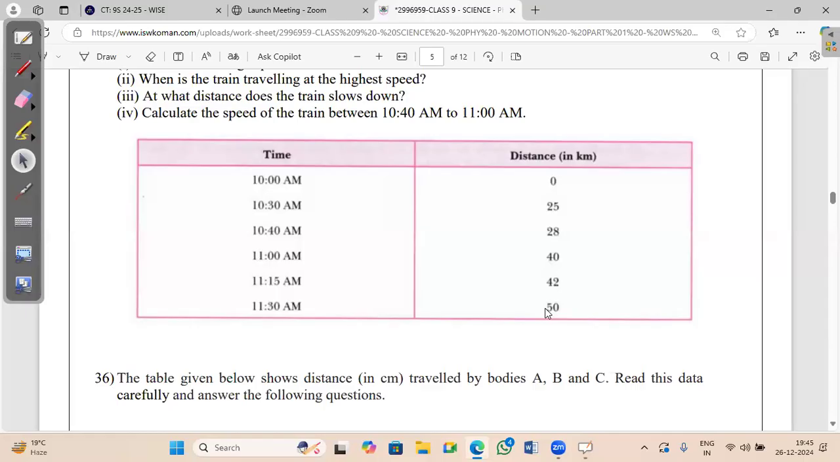First, read this data. It says that at 10 a.m., the train had traveled 0 kilometer. At 10:30 a.m., the train had traveled 25 kilometer. At 10:40 a.m., it had traveled a distance of 28 kilometer. At 11 a.m., the train had traveled a total of 40 kilometer. At 11:15, the train had traveled a distance of 42 kilometer. At 11:30, the train had traveled a total distance of 50 kilometer. Got it? Yes, sir.